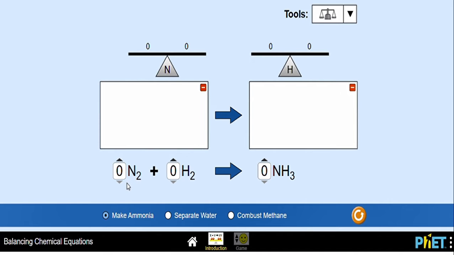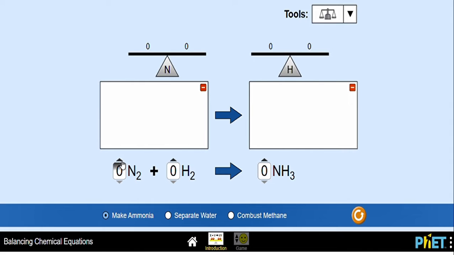So students, you can see here we have two types of elements, right? We have nitrogen and hydrogen. You can see here this one is the left hand side and this is the right hand side. Same here, this one is the left hand side and here this is the right hand side. So now you have to increase the number of atoms.